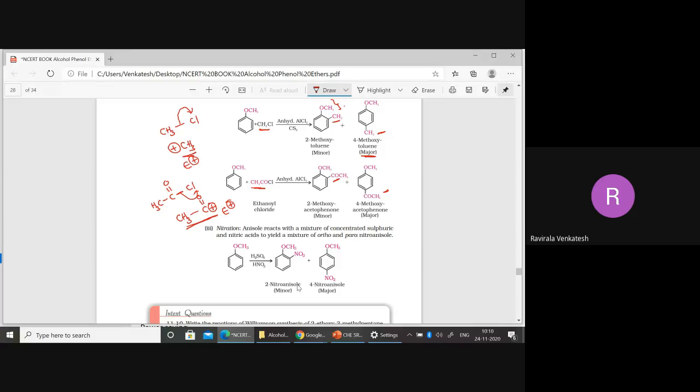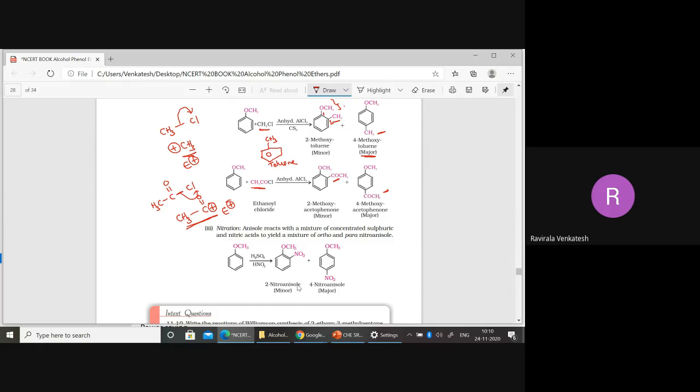Now how is it named? First number is given for the ether functional group, second number for methyl. So 2-methoxy toluene, or 2-methoxy 2-methyl benzene, like that also we can do. Otherwise, we can call this part toluene actually. This part is called toluene.